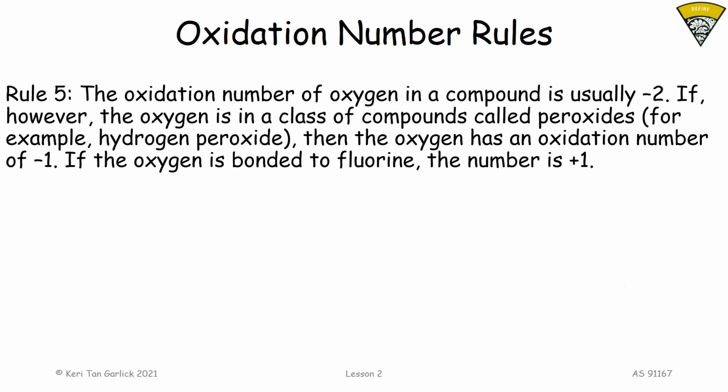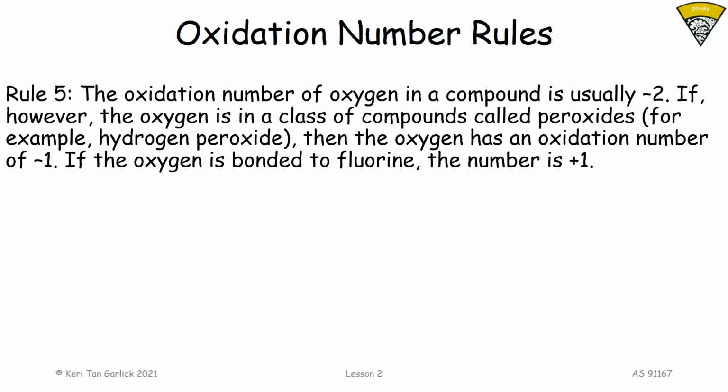Cool. Then there's a list of things that are very specific to certain elements, and even if they are specific to certain elements, there's also exceptions to that. So the first rule is that oxygen in a compound is usually -2.